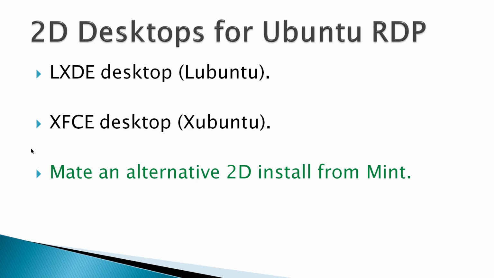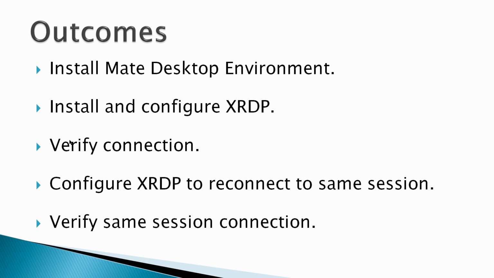The software used to do the remote desktop connection will not work correctly with a 3D desktop like Ubuntu Unity or like Linux Mint Cinnamon. Examples of 2D desktop would be the LXDE desktop, the XFCE desktop, and Mate, which is an alternative 2D install for Mint. This video is going to demonstrate how to install Mate in Ubuntu and then do the connection.